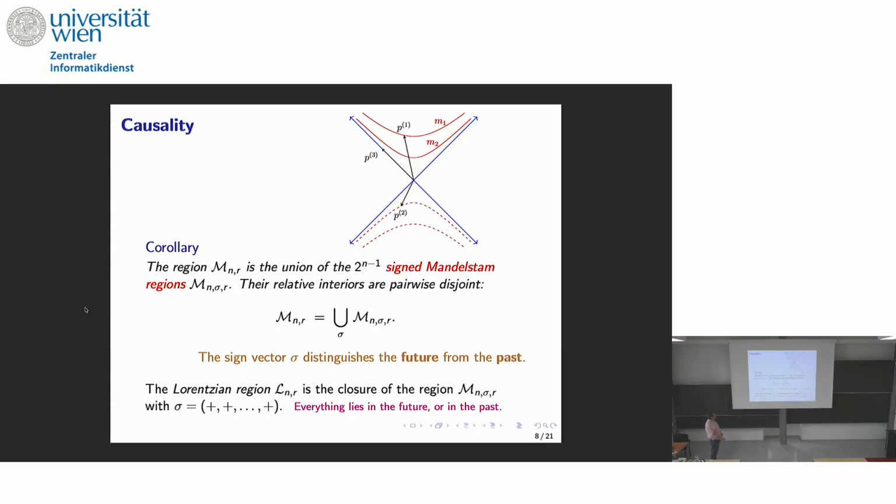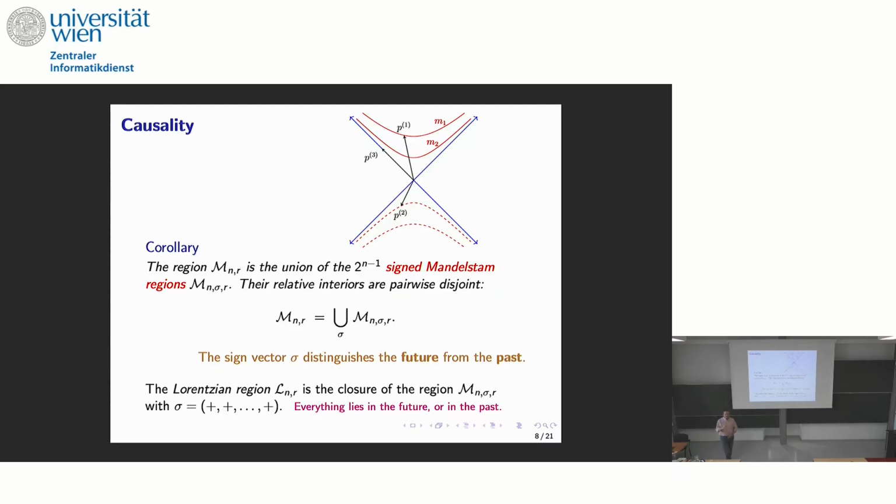Okay, so a corollary to the previous little combinatorics lemma about liking and not liking each other is the following. The Mandelstam region is the union of 2 to the n minus 1 signed Mandelstam regions, M_n^sigma R. I'm specifying, weakly or strongly, the sign of each entry, and I only have 2 to the n minus 1 top dimensional regions. So the relative interiors are pairwise disjoint, and these sign vectors distinguish the future from the past.